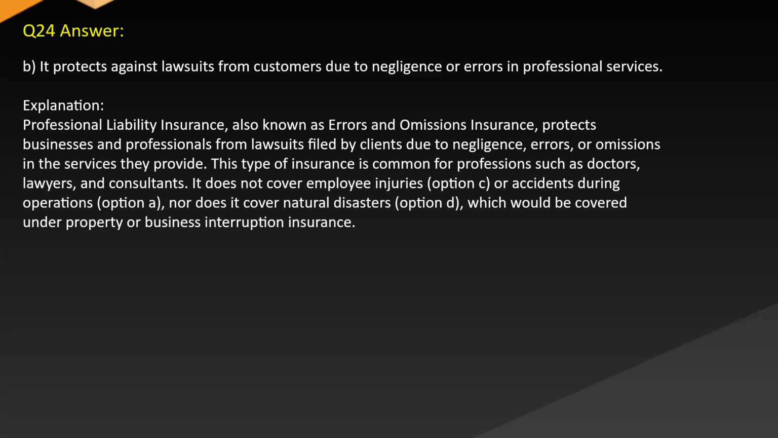Explanation. Professional liability insurance, also known as errors and omissions insurance, protects businesses and professionals from lawsuits filed by clients due to negligence, errors, or omissions in the services they provide. This type of insurance is common for professions such as doctors, lawyers, and consultants. It does not cover employee injuries, option C, or accidents during operations, option A, nor does it cover natural disasters, option D, which would be covered under property or business interruption insurance.